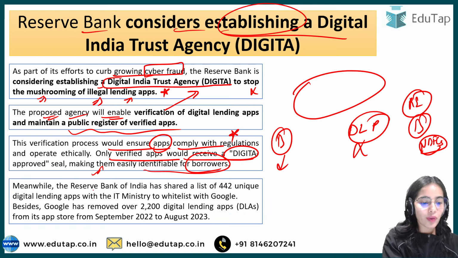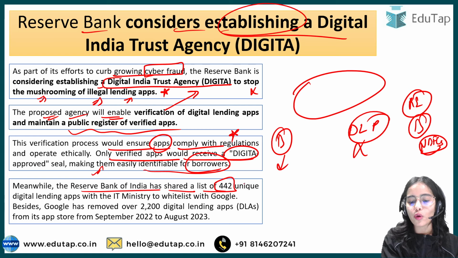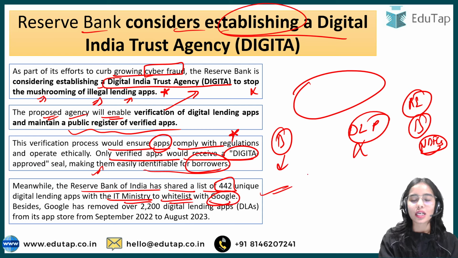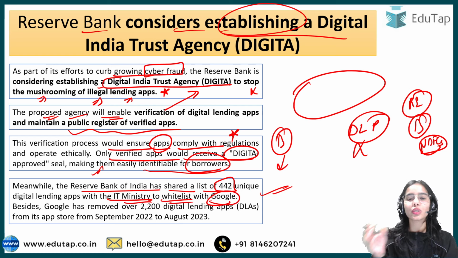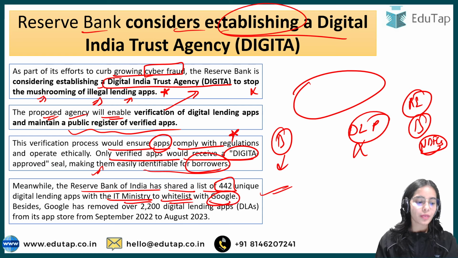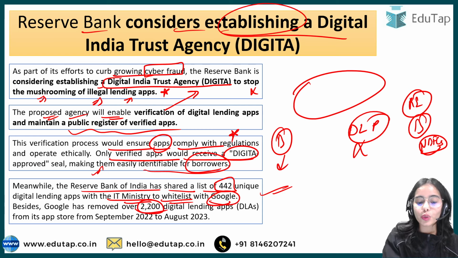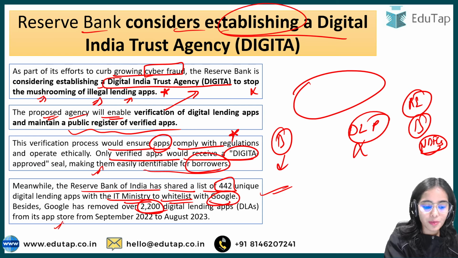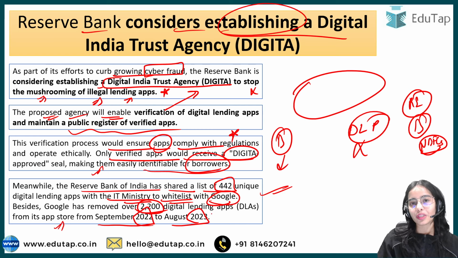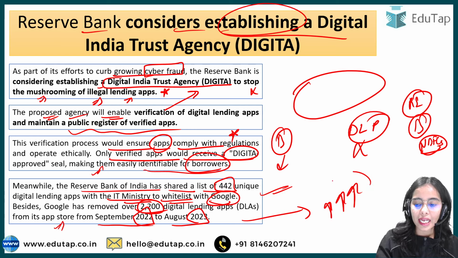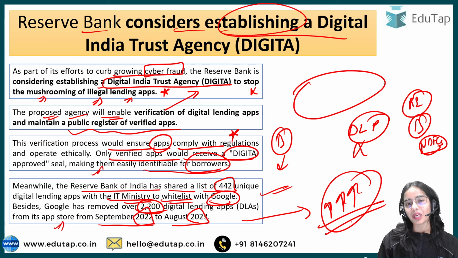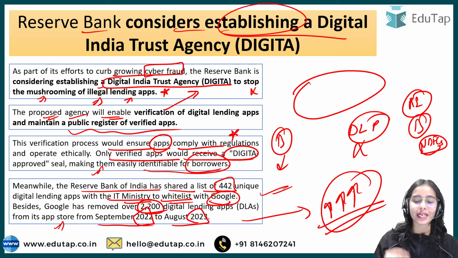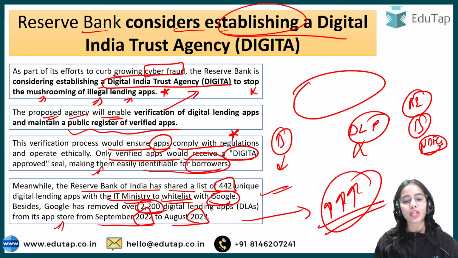Meanwhile, the Reserve Bank of India has also shared a list of 442 unique digital lending apps with the IT Ministry to whitelist with Google. That means these are the apps that are working under the regulations. They are working ethically, so they are the good digital lending apps. Besides, Google has already removed over 2,200 digital lending apps from its App Store from September 2022 to August 2023. So you can see how fast the illegal digital lending platforms are popping up, which the RBI has to stop to curb the growing cyber fraud that can arise from these illegal lending apps. Okay, so this is the other news article.